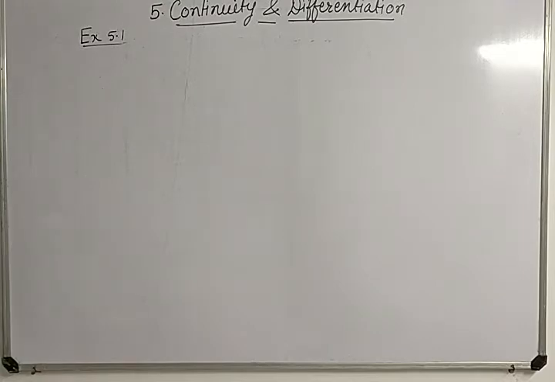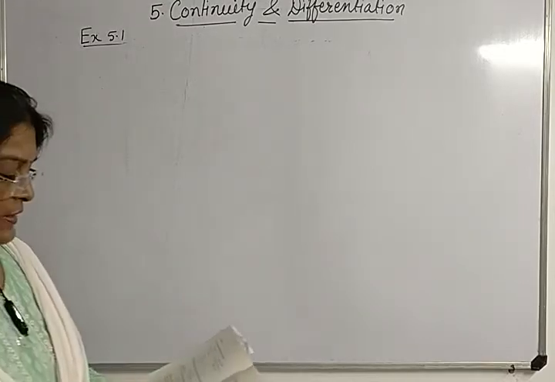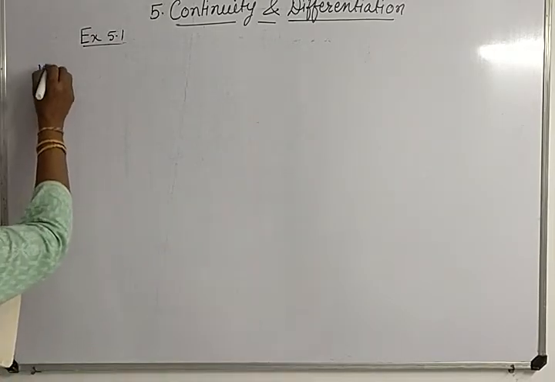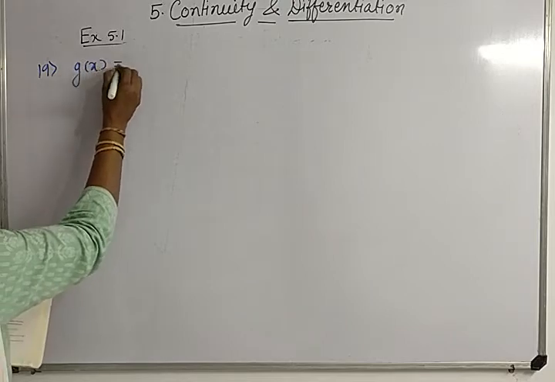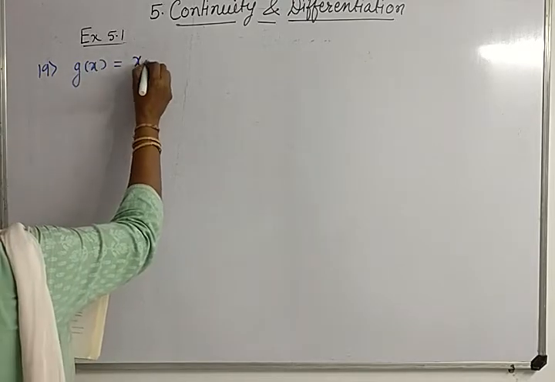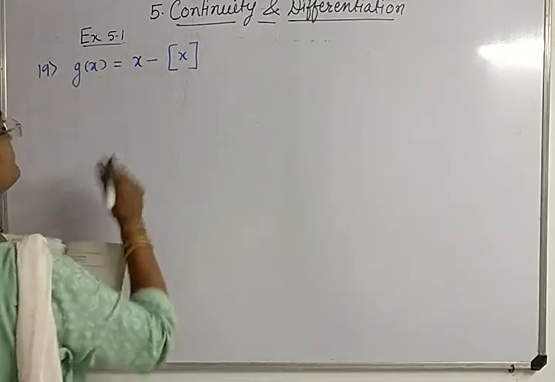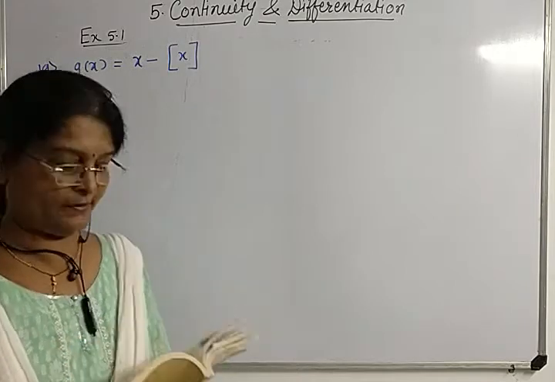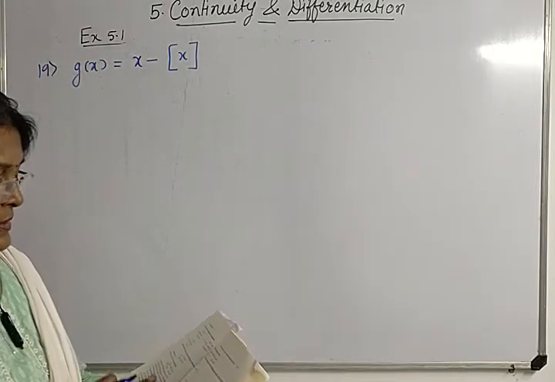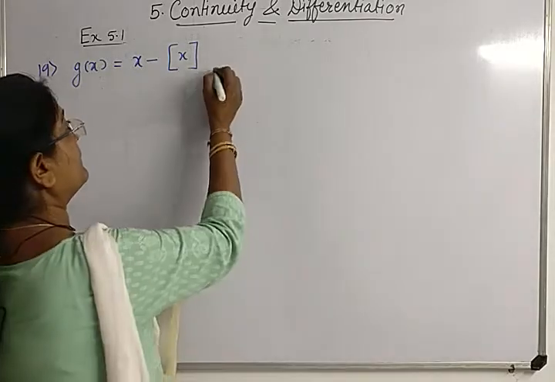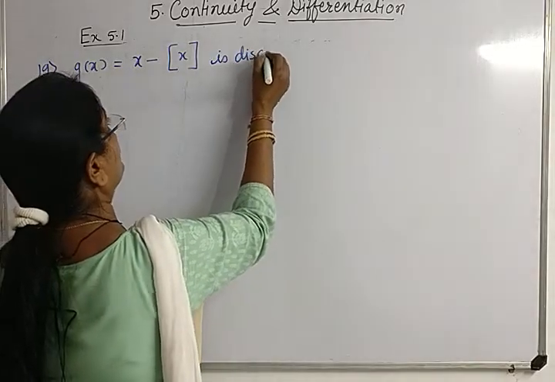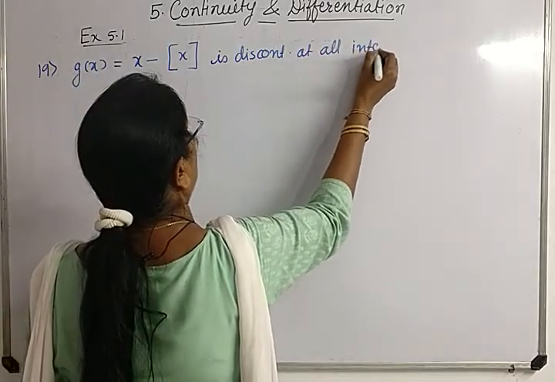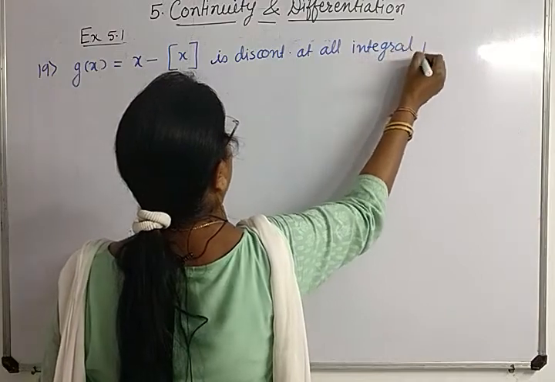Question number 19 is: show that the function defined by g of x equal to x minus bracket x, ऐसा फंक्शन तभी लिखते हैं जब वो ग्रेटेस्ट इंटीजर फंक्शन रहता है, is discontinuous at all integral points.